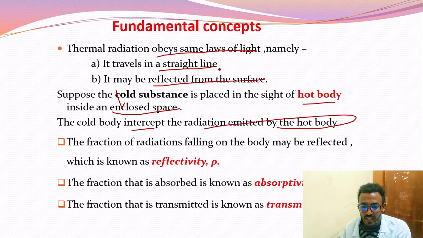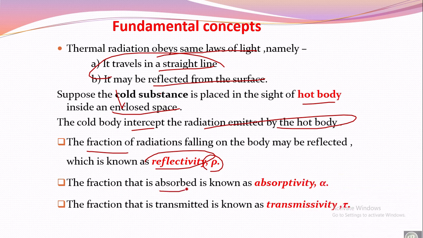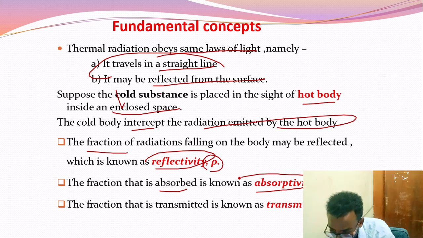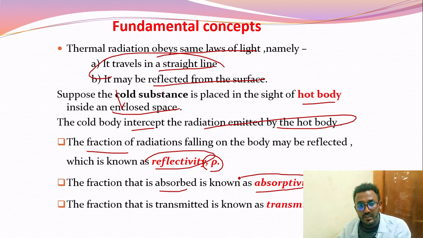It's obvious, as we were talking about this, it can be reflected and at the same time it's moving in a straight line. So the same thing could happen on the hot body. The fraction of radiation falling on the body that may be reflected is known as reflectivity, we call this. And the fraction that is absorbed is known as absorptivity, and the fraction that's transmitted is known as transmittivity.